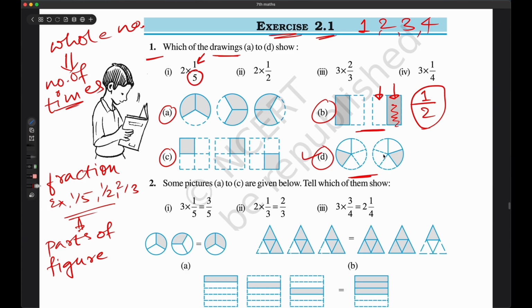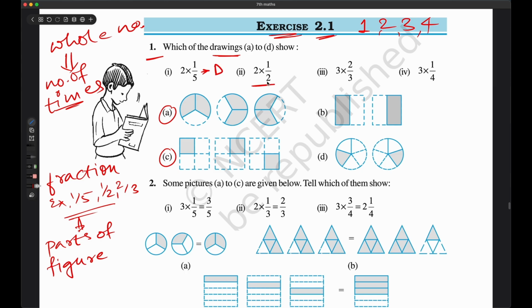So this is not the first option. If we see the fourth option, that is D, total there are 1 2 3 4 and 5 parts and each time we are choosing one shaded part. So 1 by 5. So option number D correctly shows the first part.